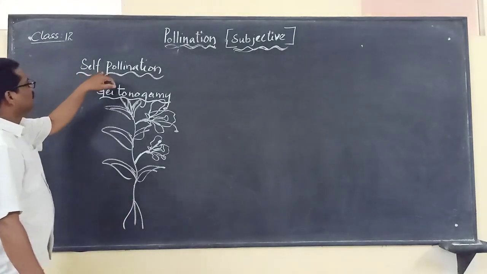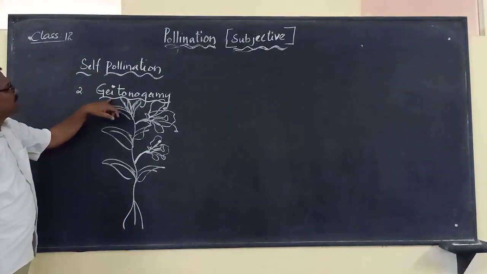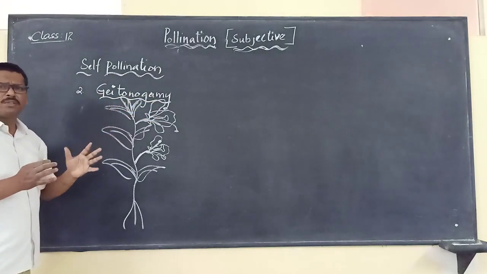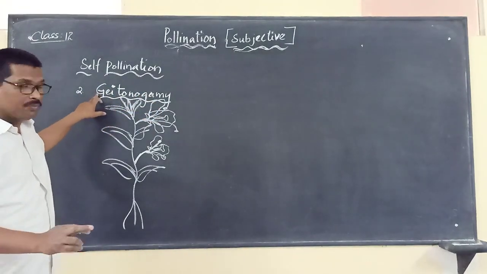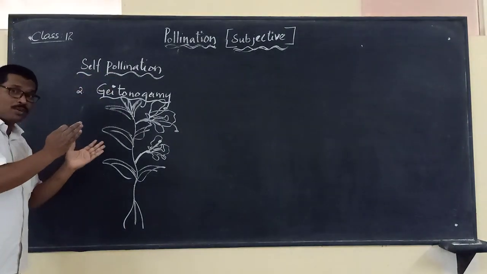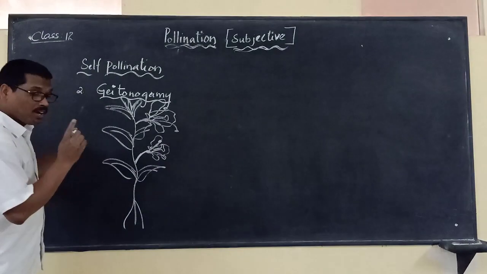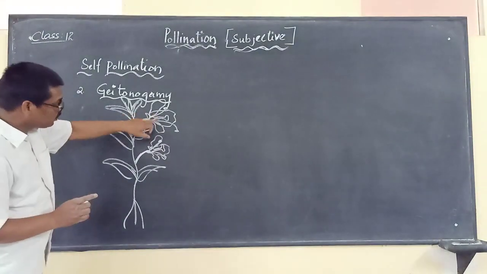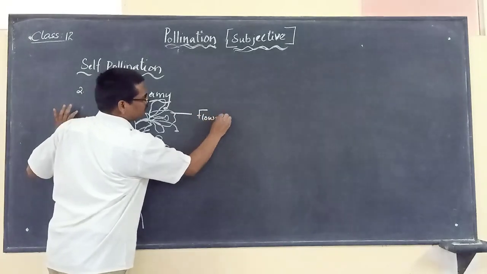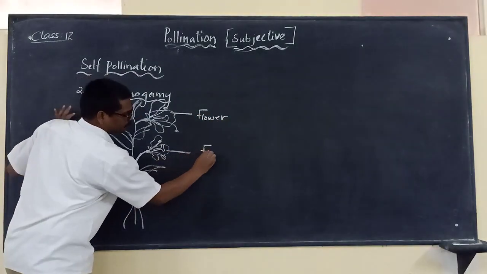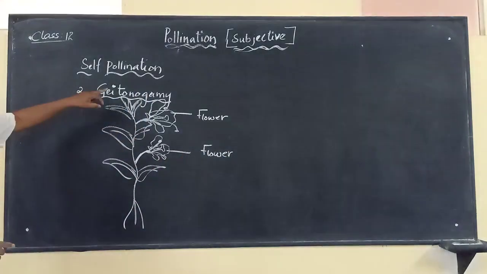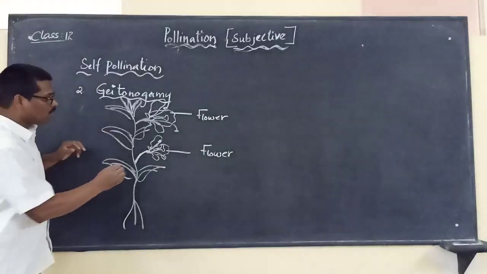So here in self-pollination, the next one is geitonogamy. What do you mean by the word geitonogamy? Here we already said it is a type of self-pollination. But what is the difference between autogamy and geitonogamy? It is when the pollination is taking place between two flowers. Here is one flower of the same plant, and here is another flower of the same plant, born on the same plant. So geitonogamy means transfer of pollen grains.